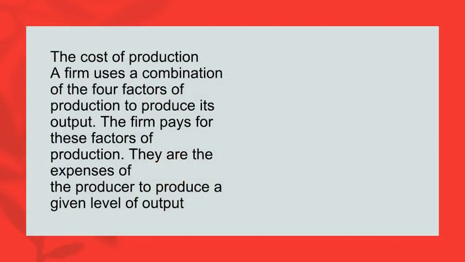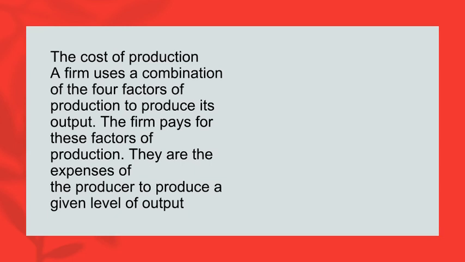A firm uses a combination of the four factors of production to produce its output. The firm pays for these factors of production. They are the expenses of the producer to produce a given level of output. The sum of the payments for all the factors used to produce the good is the cost of production.